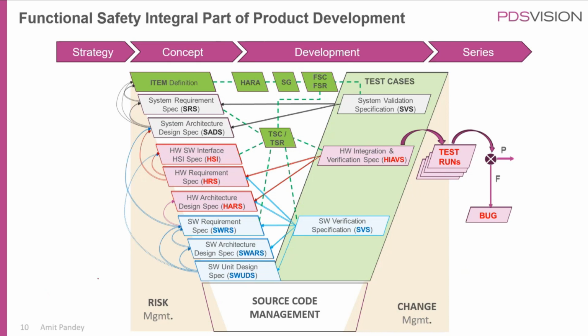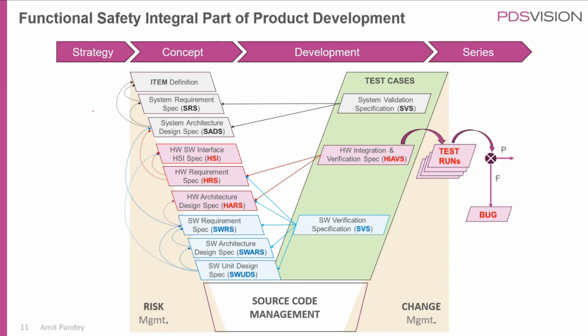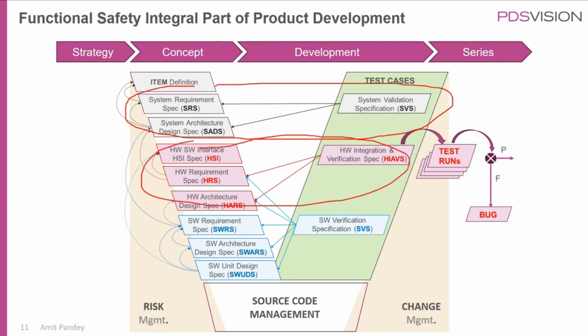And if I just remove those green ones, just to show a simple view: system engineering with validation, hardware engineering with hardware integration and software integration verification, software verification, and then the source code.